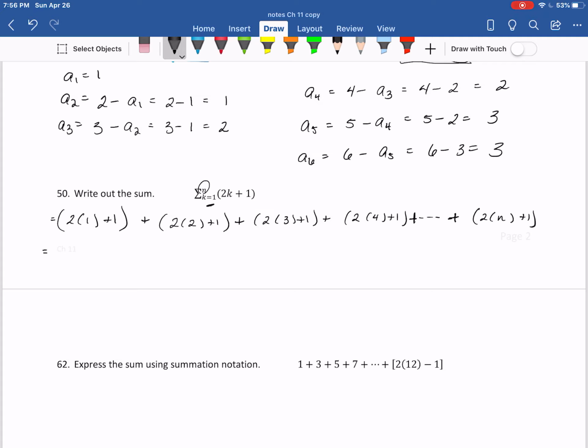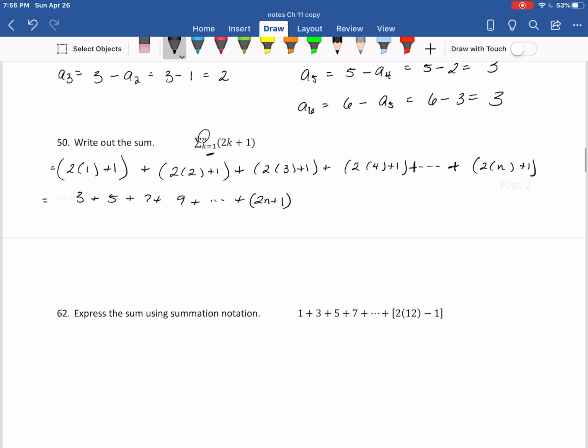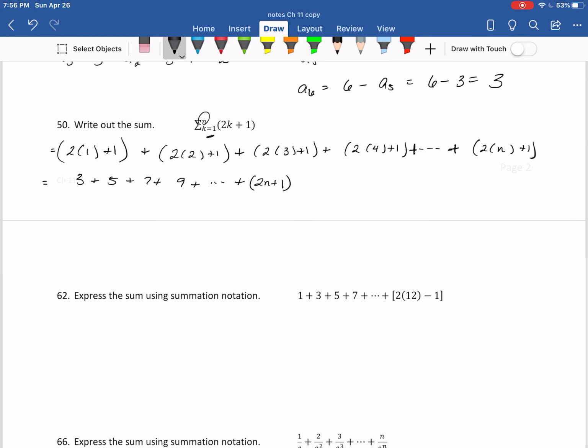And so I am going to write this a little bit more concisely. I can work out each of these sets of parentheses into 3 plus 5 plus 7 plus 9 plus, some stuff in between, till you get to the end, which is 2n plus 1. And that's as far as we need to go. We don't need to simplify that any further. It says write out the sum. It doesn't say evaluate the sum. And so we've expanded the sum into a series, which is a sequence whose terms have been added together. This is now a series.